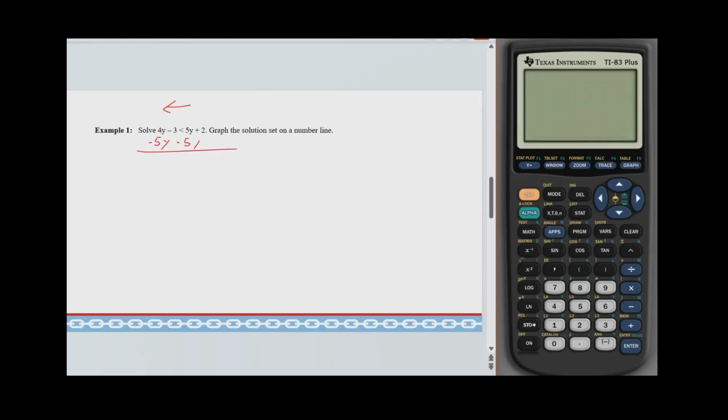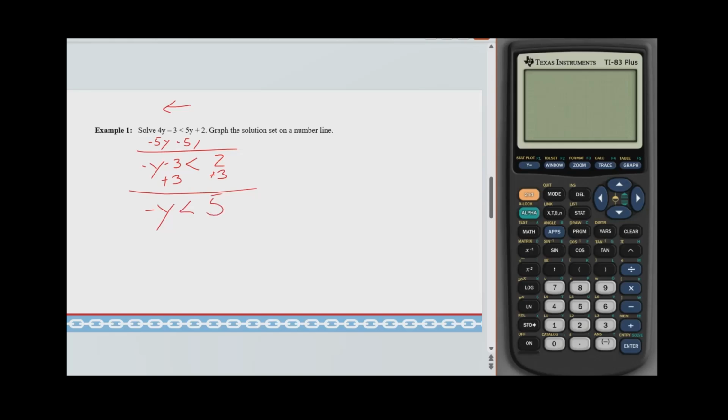So I get negative y minus 3 less than 2. So now I am going to add across this 3. You get negative y less than 5, because 2 plus 3 is 5.